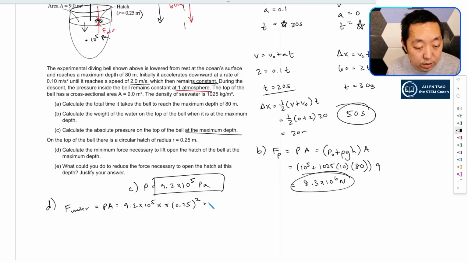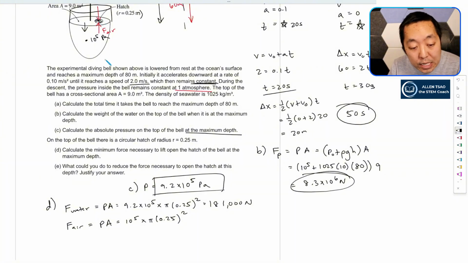So let's take a look at that. Times pi times 9.2 e5. So I got 181,000 newtons. Okay, let's look at the force from the air. It's going to be still pressure times area, but now it's just going to be 10 to the 5th times the area of the hatch. Right, so it's the force on the hatch from the inside air. Pi times 0.25 squared. I get this is 119,600 newtons.